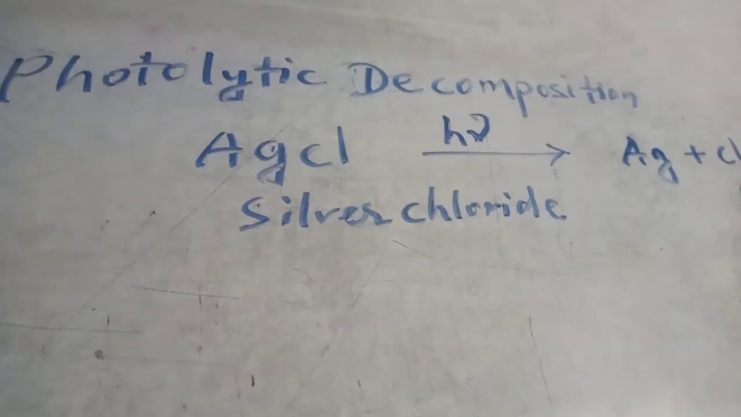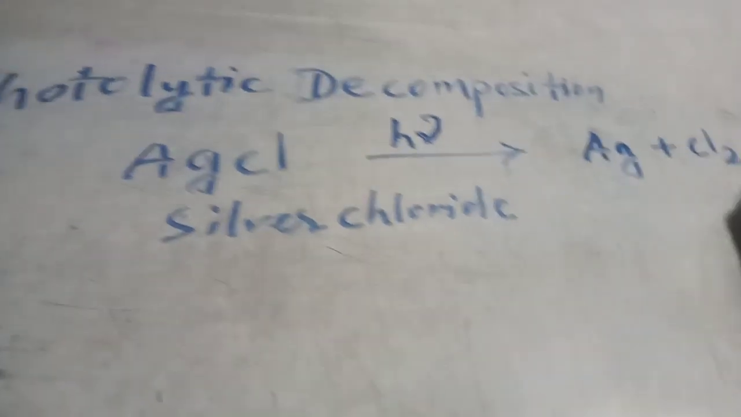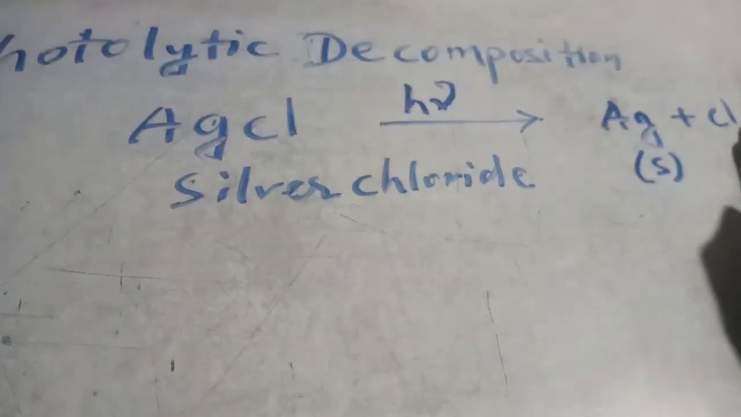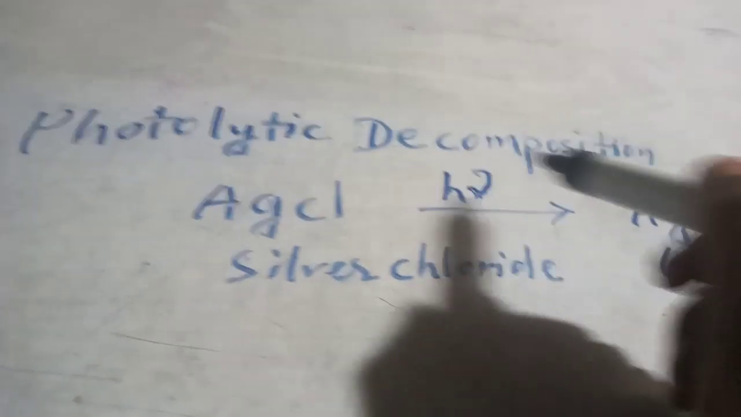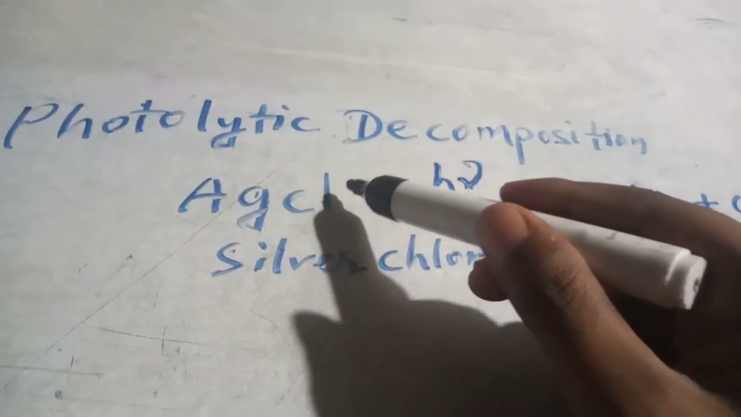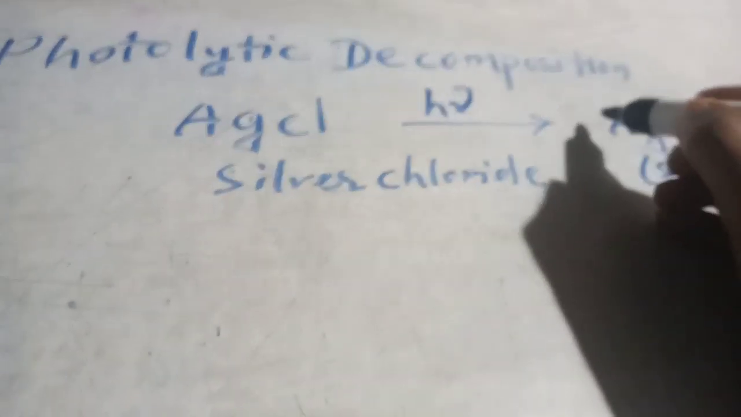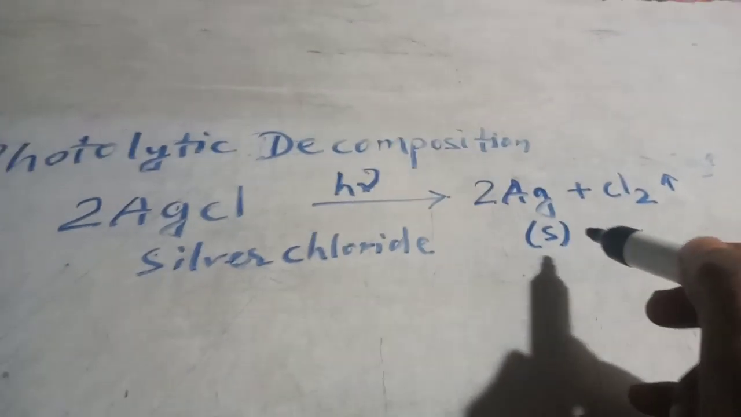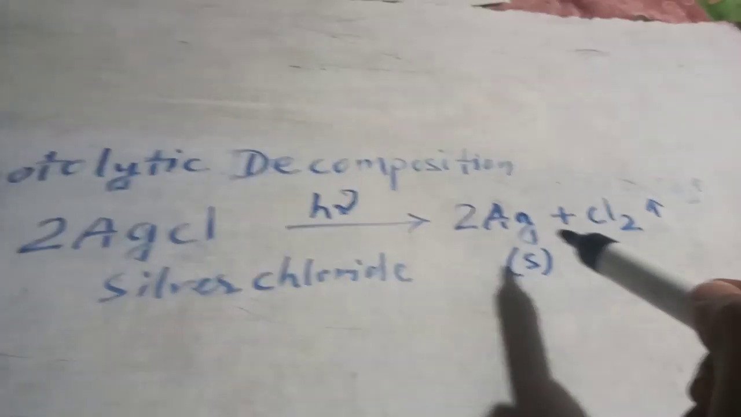This chlorine is a gas, so I put an upward arrow here. Now let us see whether the reaction is balanced or not. Here the number of silver is 1, here it is 1, but the chlorine on the reactant side is 1 and here it is 2. So we need to put 2 here and 2 here, so that the reaction is balanced. Now you can see this photolytic decomposition reaction is balanced.